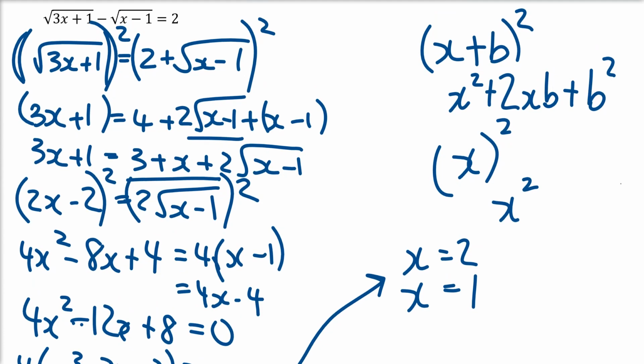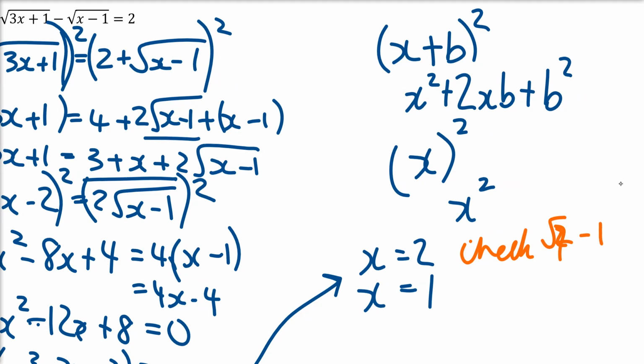Check it. Okay, so check. When x is 2, that is 6 plus 1, so that's root 7. Oh, root 7, sorry. Minus 1, isn't it? Is that the same as 2? So that one there won't work. When x is 1, 3 plus 1 is 4, so that's 2. Minus 0. That is the same as 2, isn't it? So that one there will work. Okay? The 2 gets cancelled because we've squared it to start with, so that's why it's still in there.